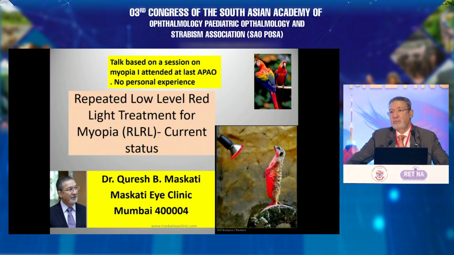So this is based on the talk that I heard and the notes that I took down and then the literature search. They call it RLRL, which stands for Repeated Low-Level Red Light Treatment for Myopia. Why does it fit into the previous 2 talks on amblyopia? Because the Chinese first tried it for amblyopia. And it worked for amblyopia. And they took ethical committee clearance to see whether they could use it for myopia control.